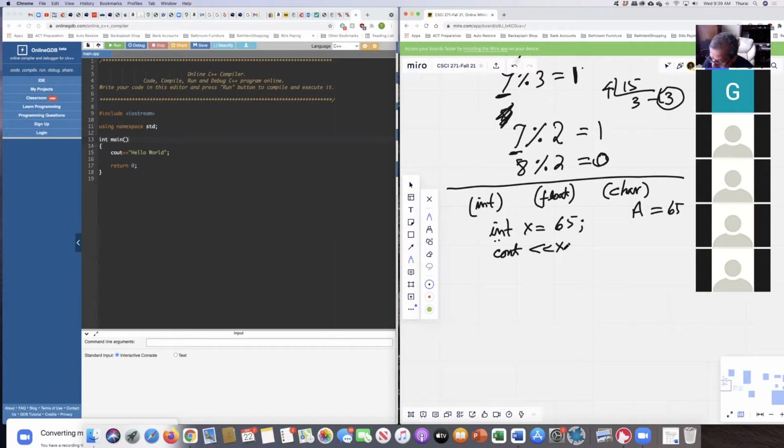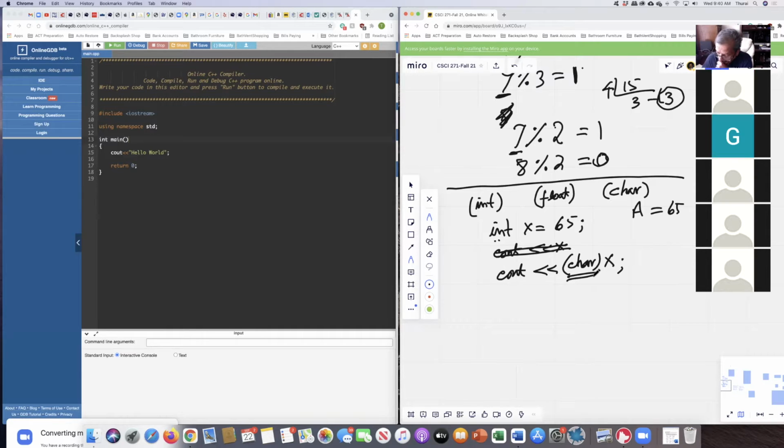So suppose that you don't want to print the 65, you want to print the equivalent letter, which is A. Then you can say cout, char parentheses X. That means convert the value of X to char and print. And now you're going to get A printed. That's just a simple example of the cast operator.